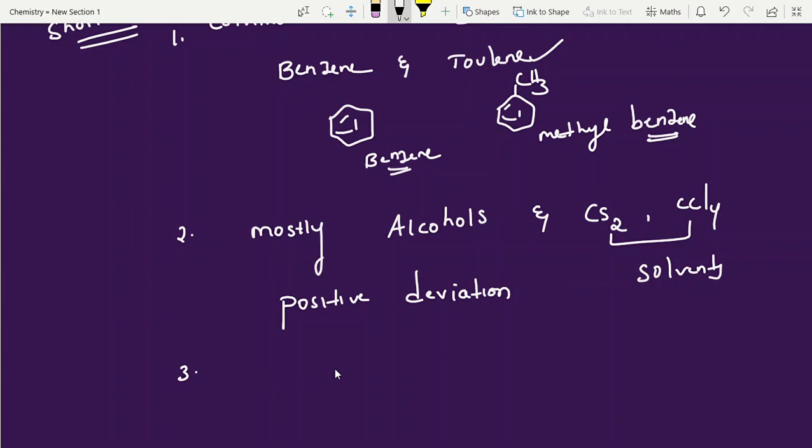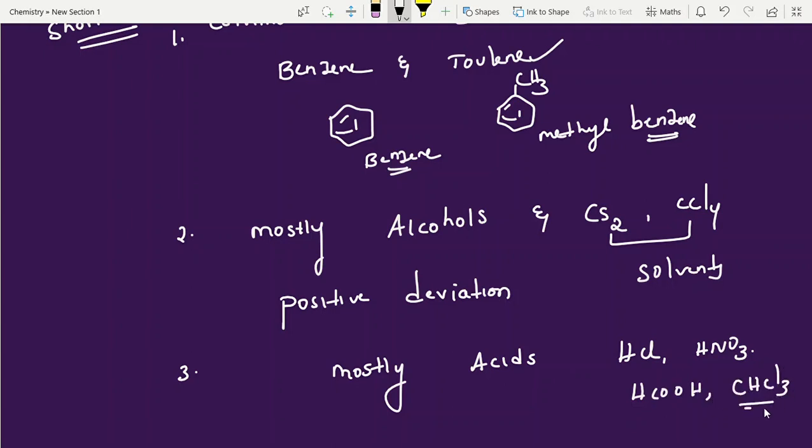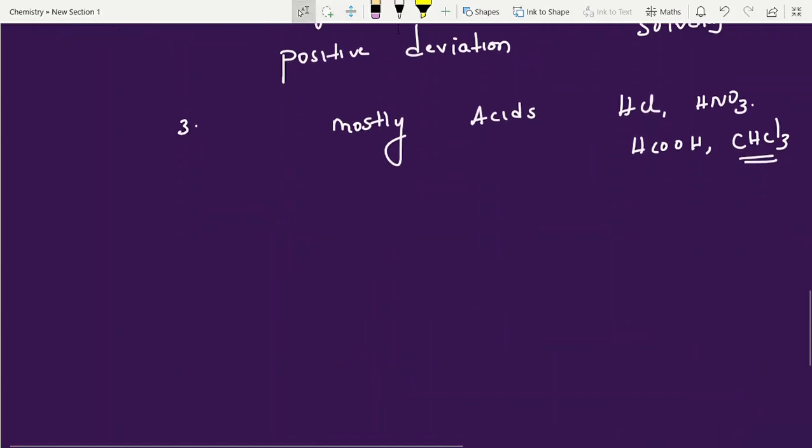What is the last part, students? Mostly acids. Like HCl combination, HNO3 combination. Next one. Another example we have taken. Yes, some of the students, HCOH. Some of the students are feeling difficulty here. Chloroform case. Actually, chloroform is also acidic in nature, students. I can show why it is, how it is. Reimer-Tiemann reaction, carbylamine reaction. These two reactions play an important role.